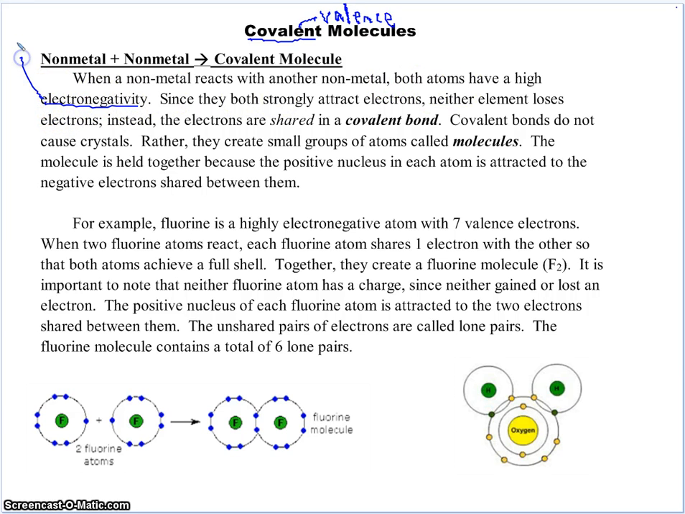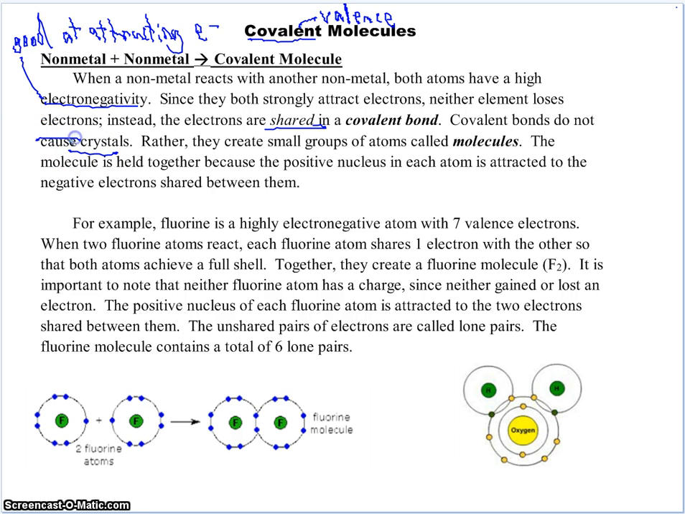So both are good at attracting electrons. Since they both strongly attract electrons, neither element loses electrons. Instead, the electrons are shared in a covalent bond. Whereas ionic, they were transferred. So here they're shared. Covalent bonds do not cause crystals.